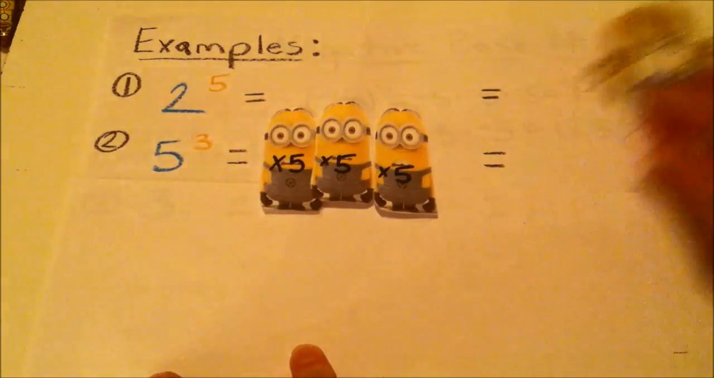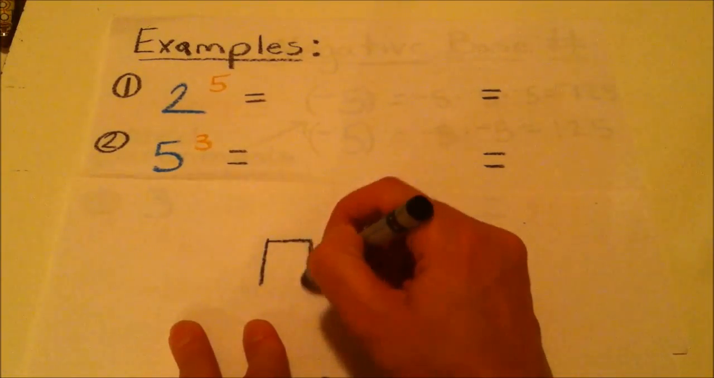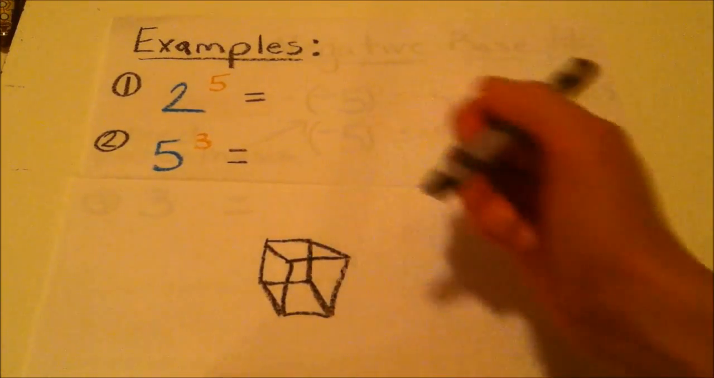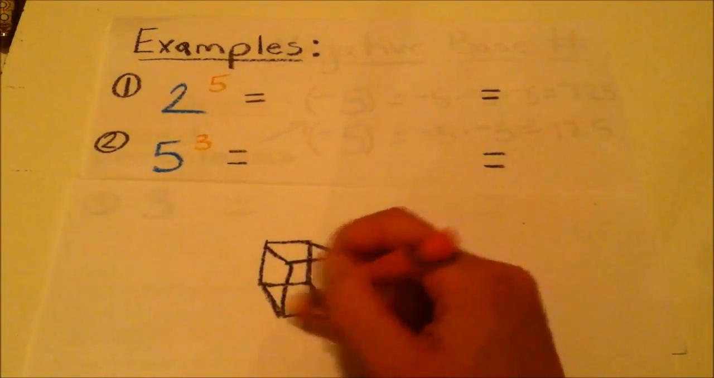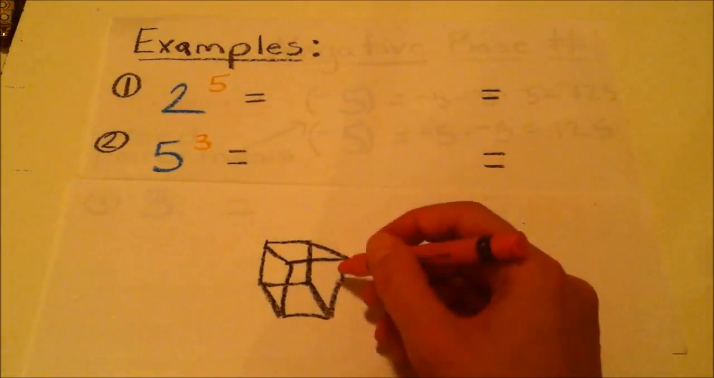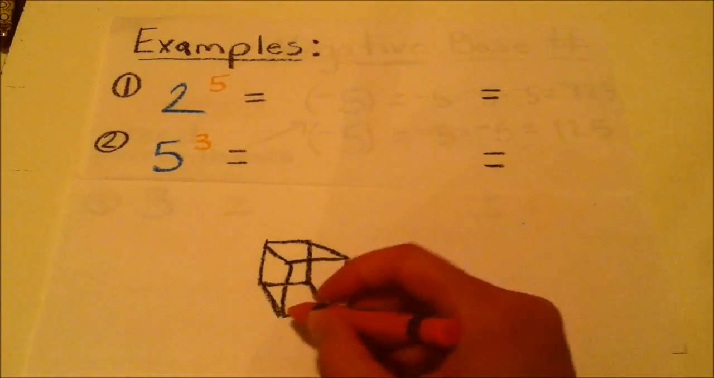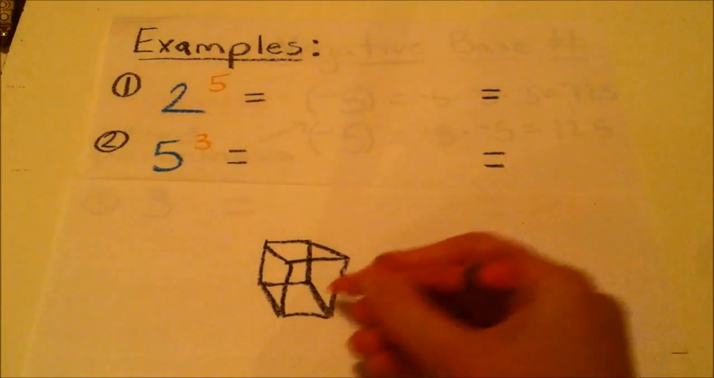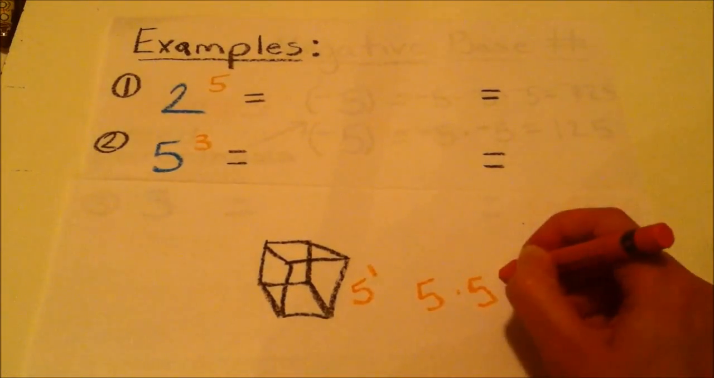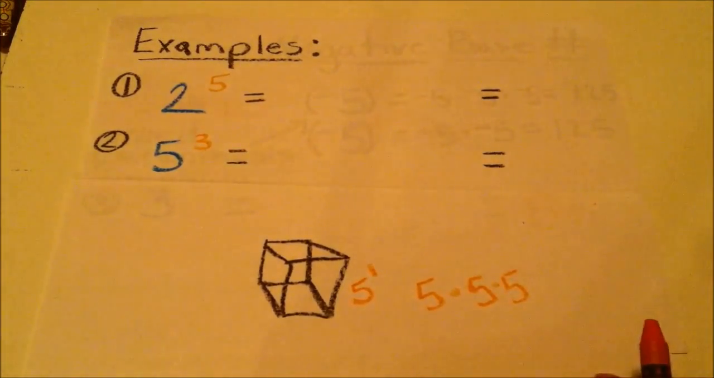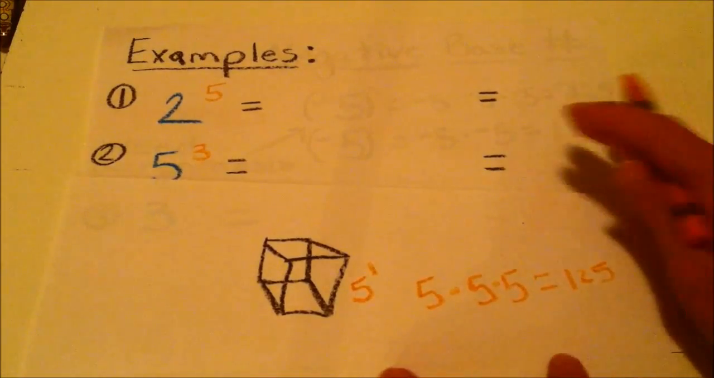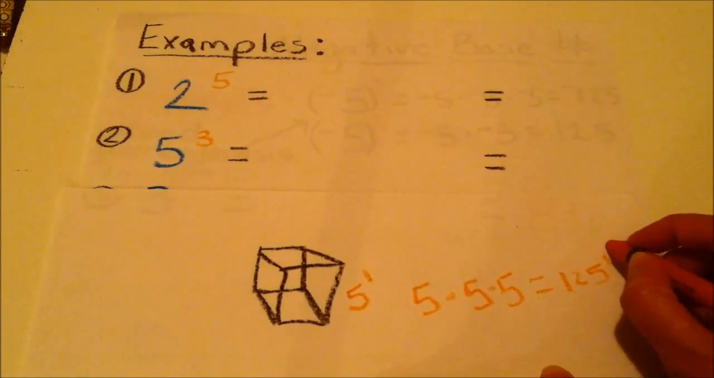Now, this is called 5 cubed also because if I were to draw a cube, which would have a height, a width, and a depth. It is a 3-dimensional figure. So let's say that the height is 5 feet. Then in this case, I would multiply 5 times 5 times 5 to find the volume of this cube, which would be 125 feet cubed.